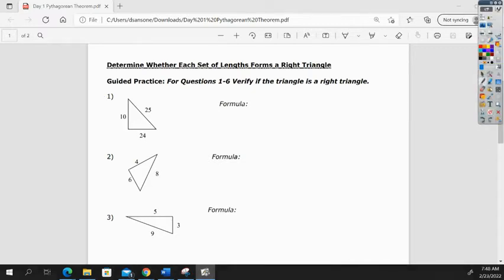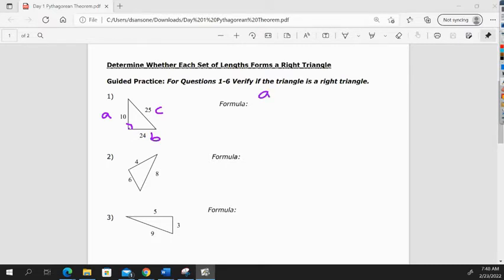So to do that, the first thing we need to do is look at our problems and find our C. So the C is the first thing you always want to find. It is always the longest side across from your 90-degree angle. So the C is 25. And then A and B are interchangeable. So I'm going to call 10 A. I'll call 24 B. And now we'll have our formula. The formula is going to be A squared plus B squared equals C squared. And all we're going to do is take out those letters and replace them with the numbers.